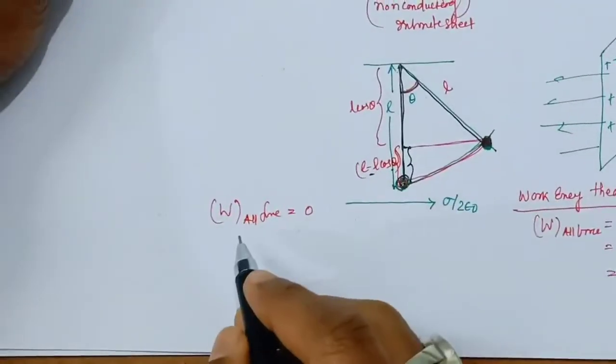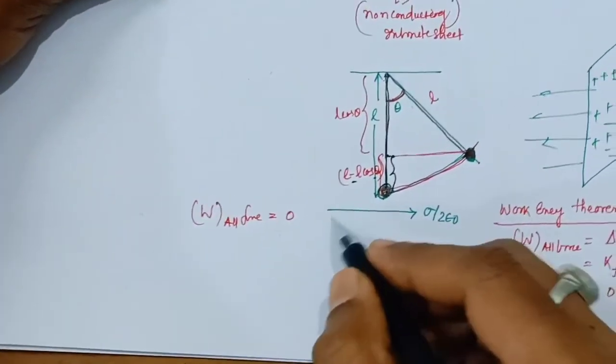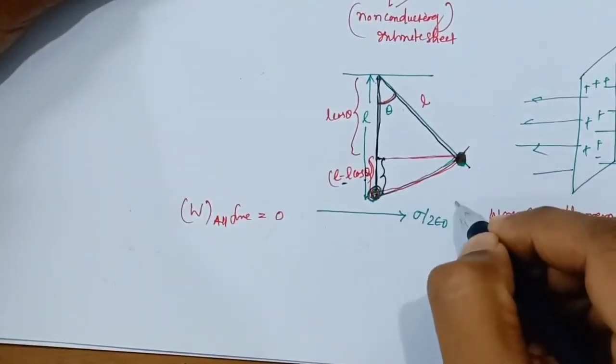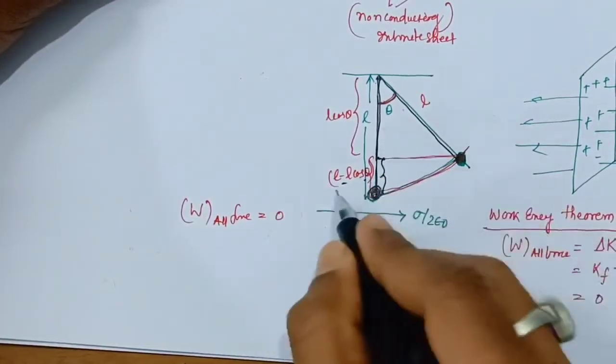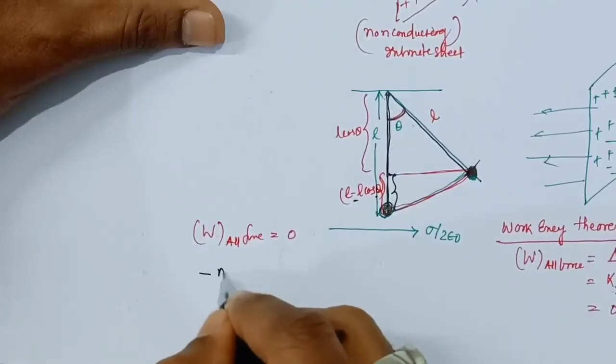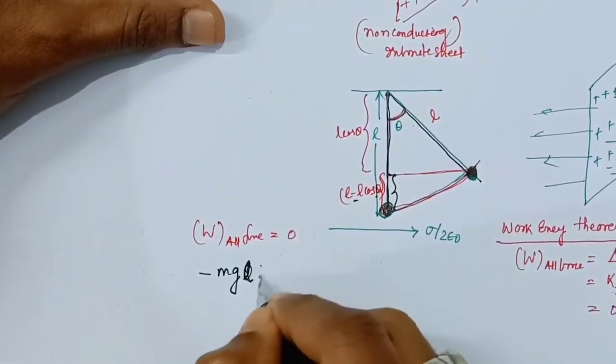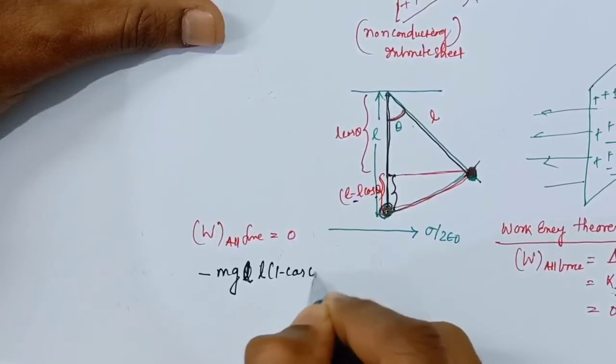So the work done by all the forces. Here the work done due to mg, the gravitational force. mg is downward and it goes upward by L minus L cos theta. So definitely this is minus mgL times (1 minus cos theta).